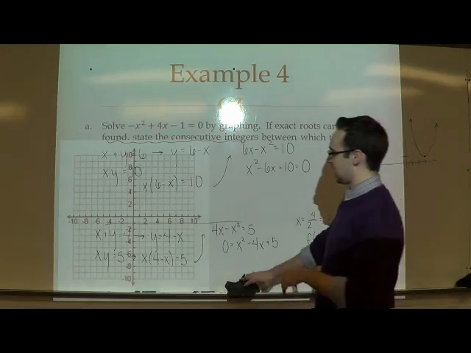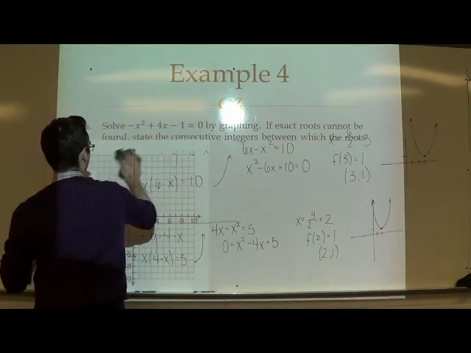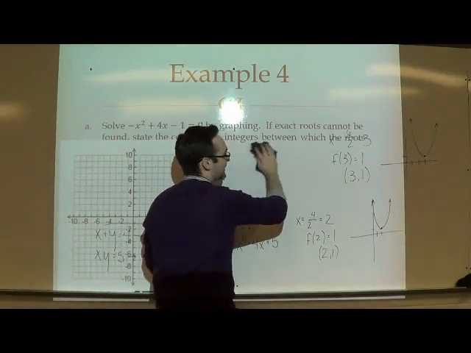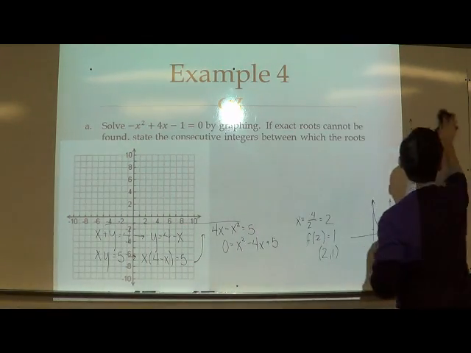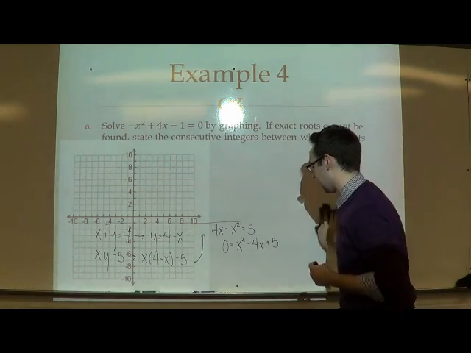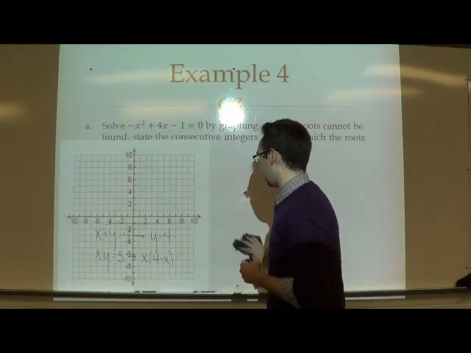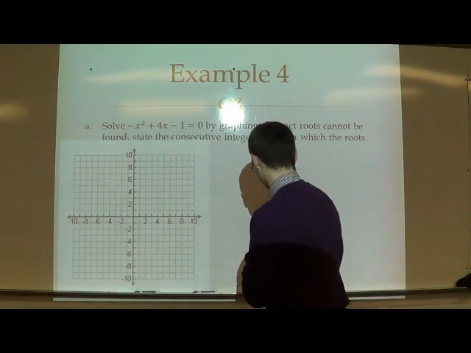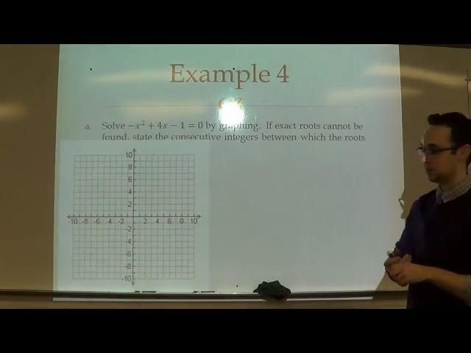Now this last example, or these last two examples actually, are going to show us what happens when we don't get exact numbers. Sometimes it's going to cross somewhere in between two numbers and it may not be exact. All that means is we're just going to estimate and guess what our solutions might be. But we go through the same process.